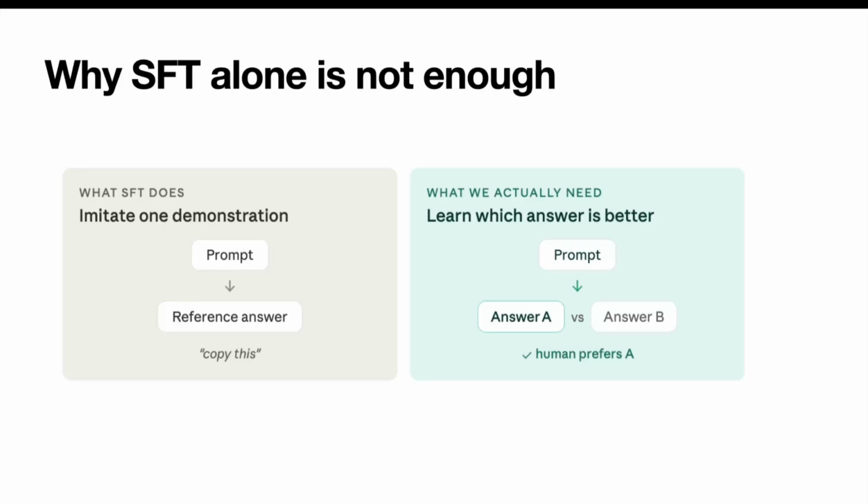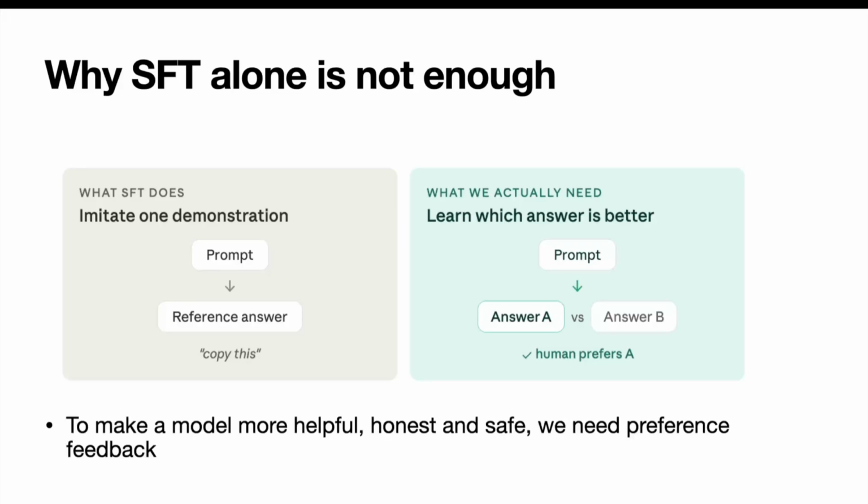What we actually need is this. Given the same prompt and two candidate answers, A and B, the model should learn that humans prefer A over B. For large language models, this distinction is very important. To make a model more helpful, honest, and safe, we need preference feedback. This kind of preference feedback, learning from comparisons rather than demonstrations, is a core motivation for RLHF, or reinforcement learning from human feedback.